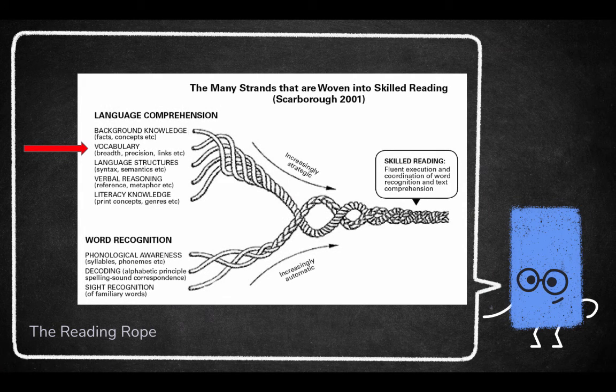Here we see the simple view of reading in more detail. We see the many strands that make up language comprehension and word recognition, and that ultimately lead to skilled reading. Vocabulary is one of the strands in the language comprehension side of the rope. In this video, we will look at the vocabulary strand of the language comprehension part of the rope.